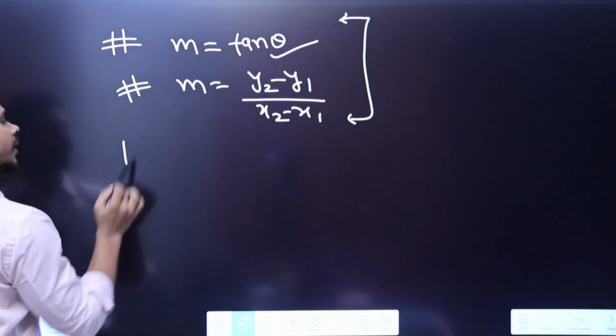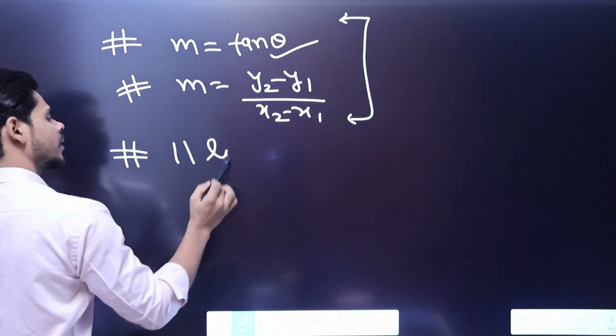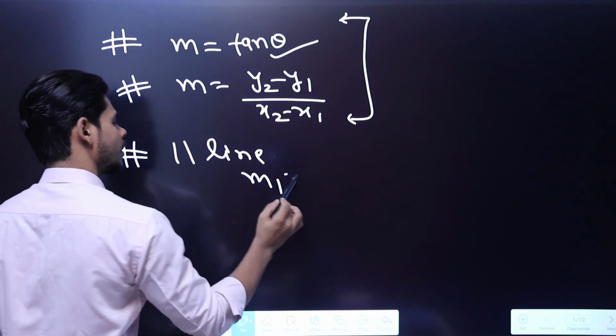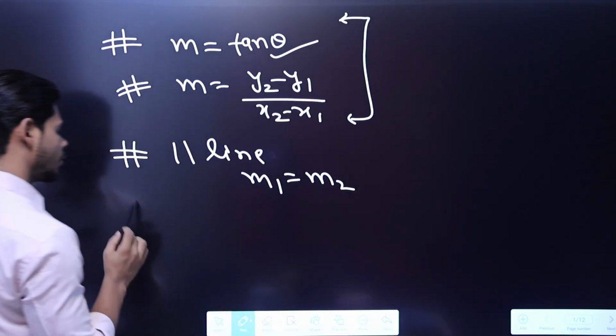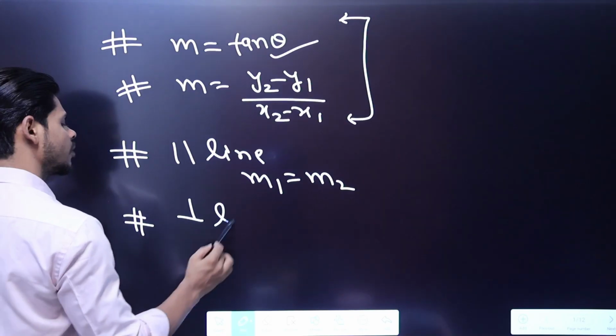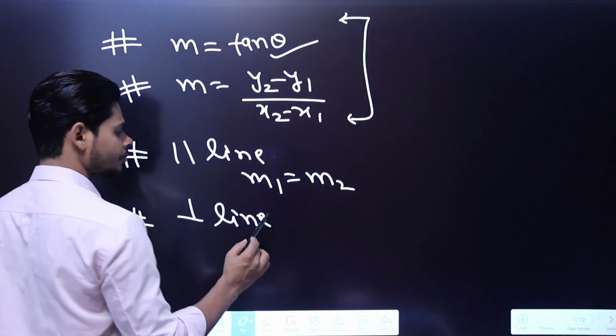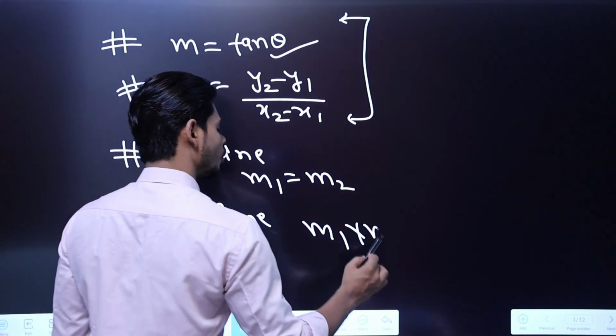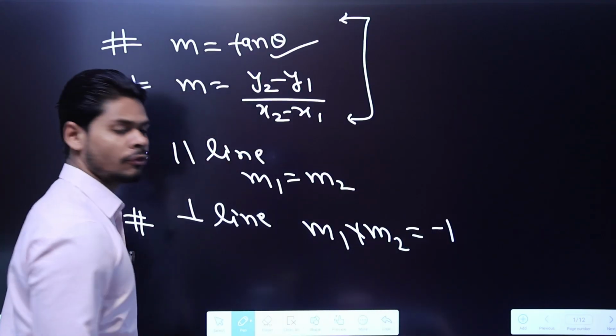Then later I explained that when there are two parallel lines, the slopes of both lines are equal, while in the case of two perpendicular lines, m1 and m2, the product of m1 and m2 is negative 1.